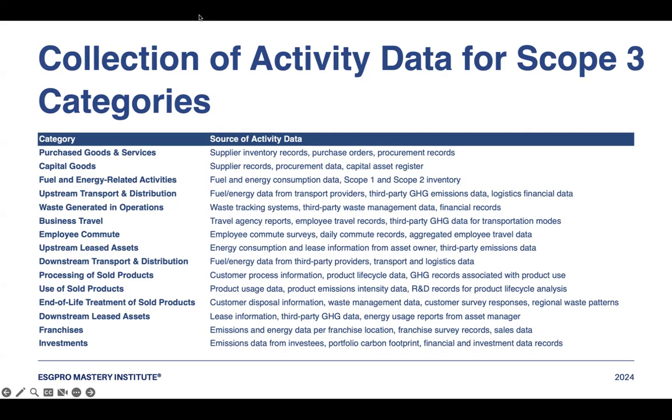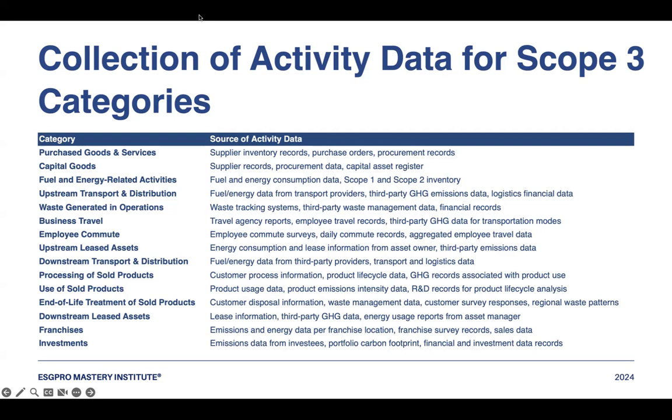Somebody did the analysis on Starbucks cups, how much of it goes to the landfill, and he got really mind-boggling numbers. So waste generation can be done through the waste tracking system, and third-party waste management data along with financial records helps you there.